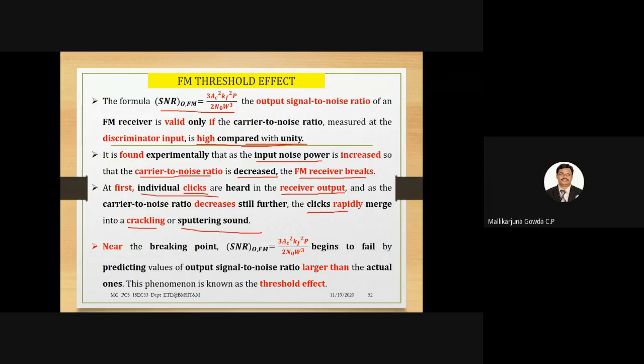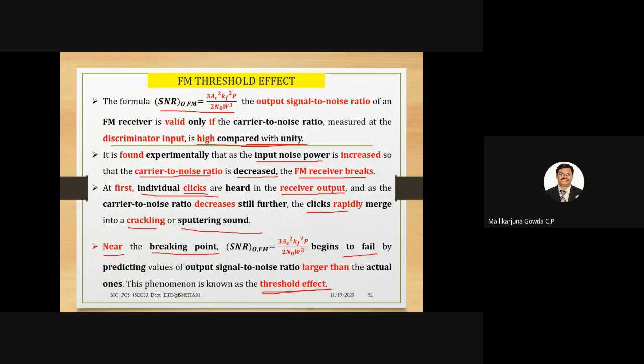So when the carrier to noise ratio decreases, the FM receiver will break. Near the breaking point, this expression for output SNR will fail, by predicting a value of the output SNR larger than the actual one. This is known as the threshold effect.